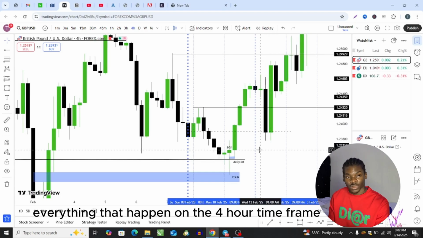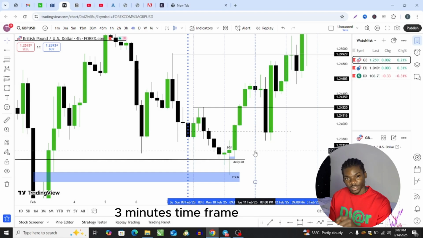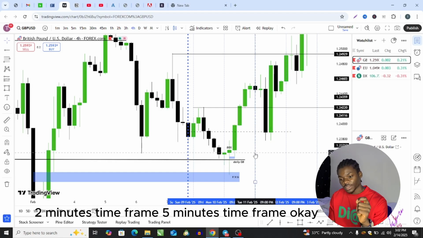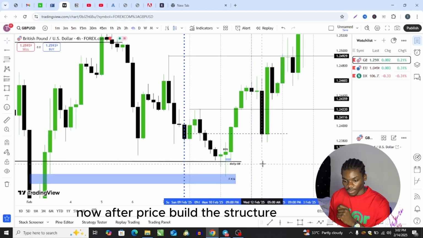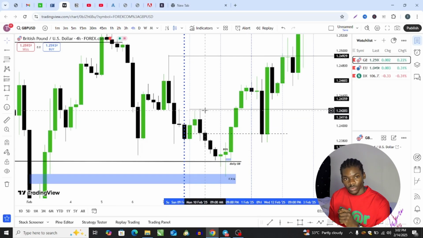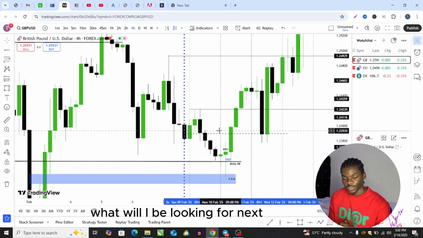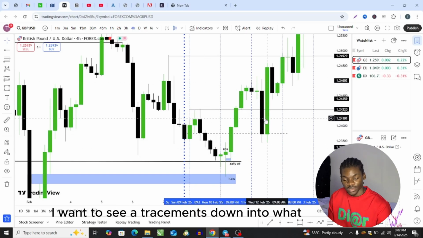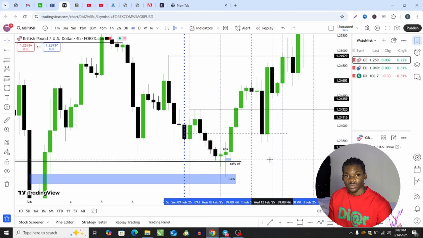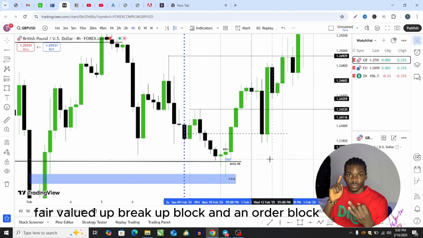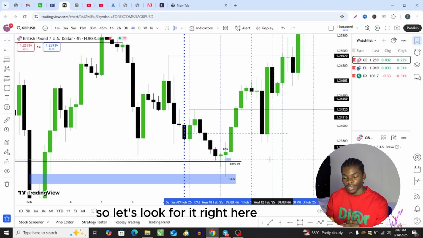Everything that happens on the 4-hour time frame can happen on the 1 minute, 3 minute, 2 minute, and 5 minute time frames. Now, after price broke this structure, what will I be looking for next? I want to see a retracement down into what? A fair value gap, breaker block, and an order block. So let's look for it right here.